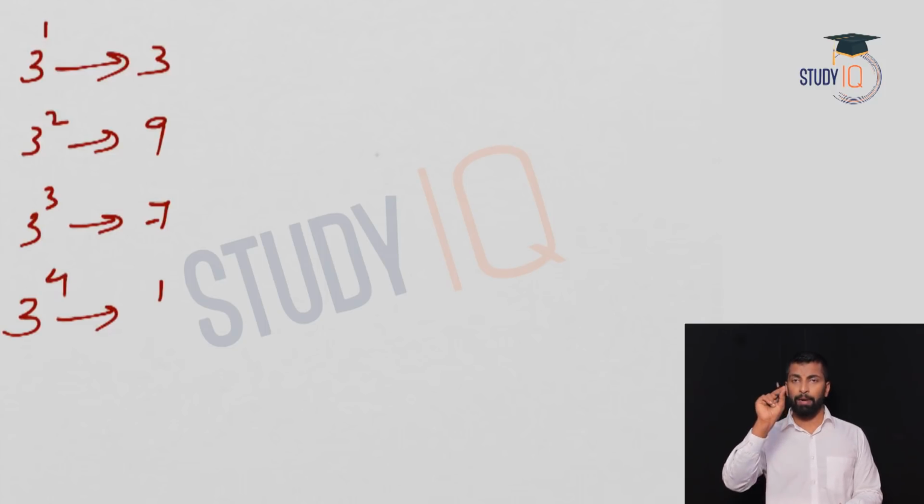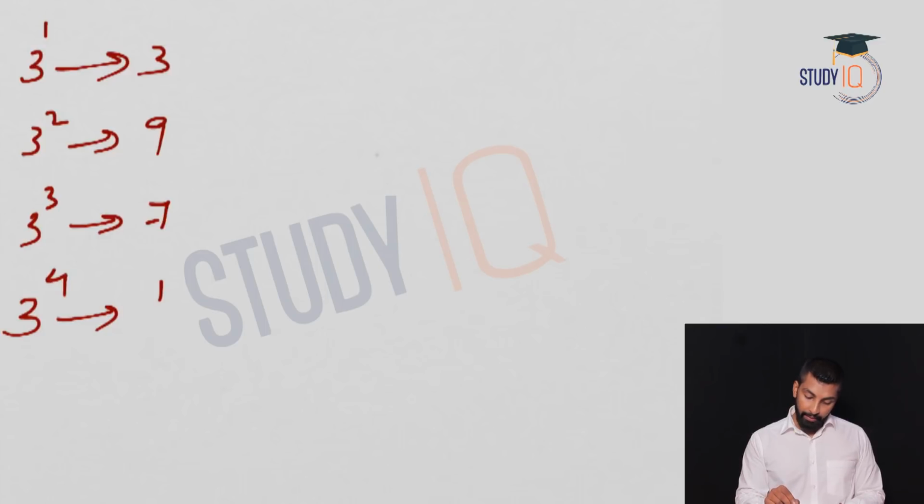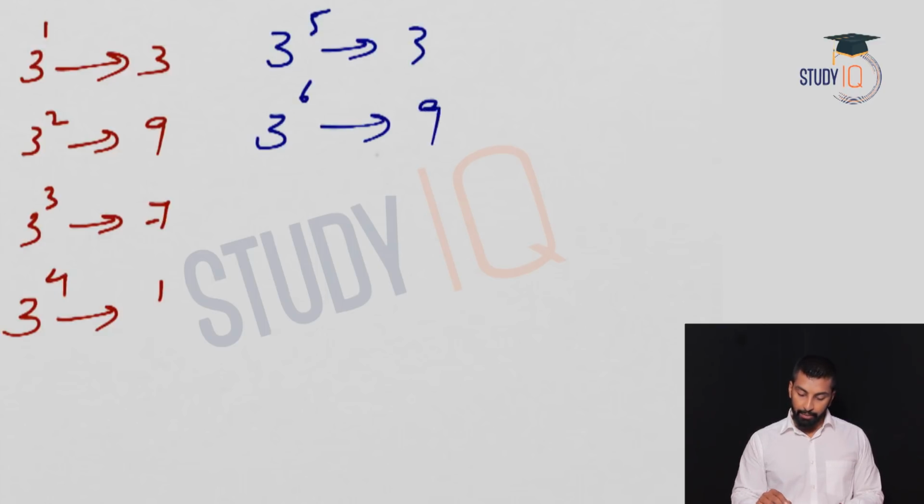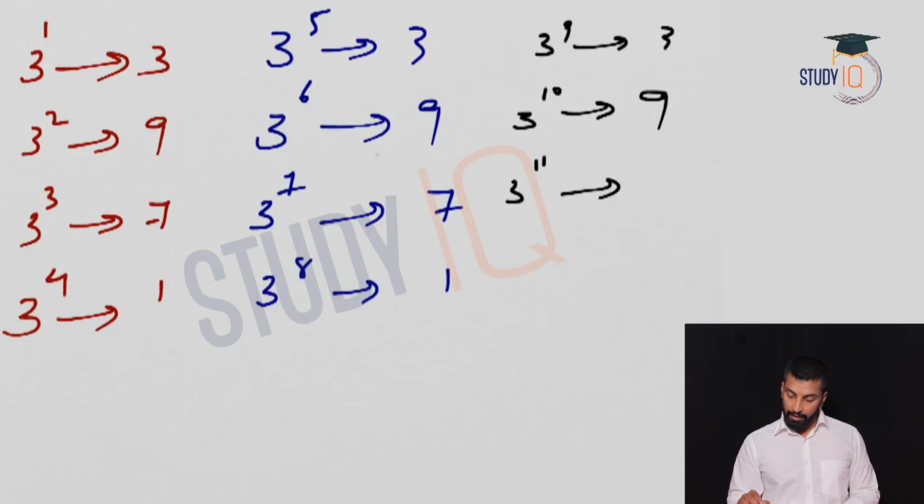You don't want to multiply 27 into 3, that's not required. I told you the last digit depends on the last digit only. So 7 into 3, 1. Now, if you write 3 raised to 5 will be 3, 3 raised to 6 will be 9, 3 raised to 7 will be 7, 3 raised to 8 will be 1. 3 raised to 9 will be 3, 3 raised to 10 will be 9, 3 raised to 11 will be 7, 3 raised to 12 will be 1.